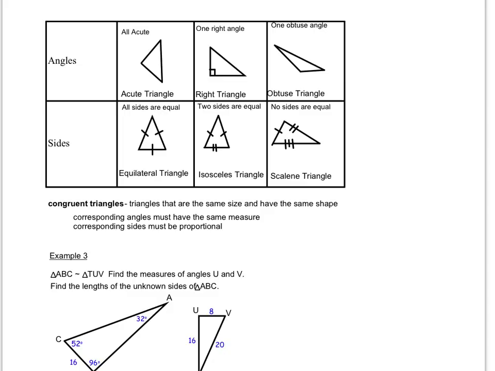Now let's remember our different kinds of triangles. We have an acute triangle, in which all angles are less than 90 degrees. We have a right triangle, so one angle is 90 degrees and the other two are acute. Then we have an obtuse triangle, which means that we have one obtuse angle and then two acute angles. An equilateral triangle has 3 congruent sides, and it also has 3 congruent angles. An isosceles triangle has 2 congruent sides, and a scalene triangle has no sides that are congruent.